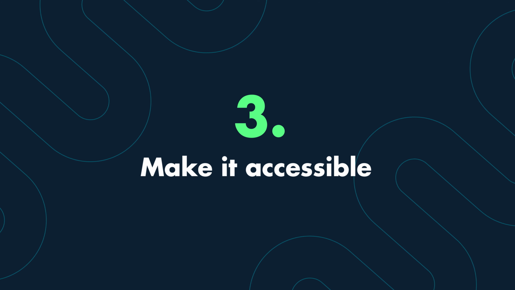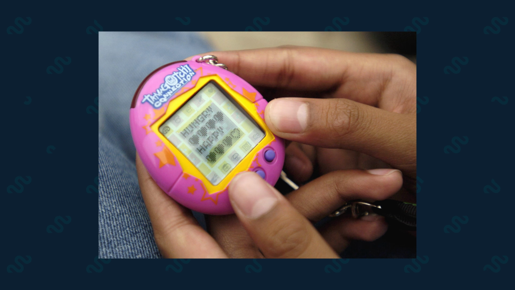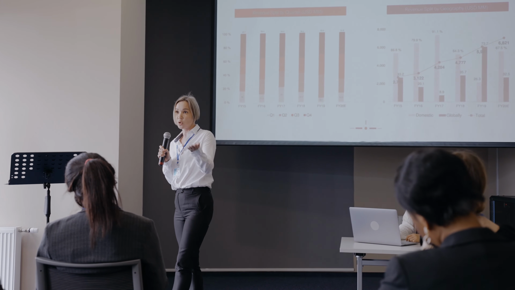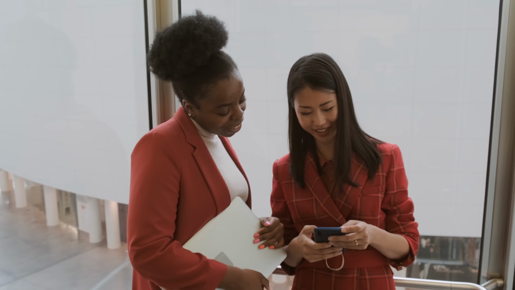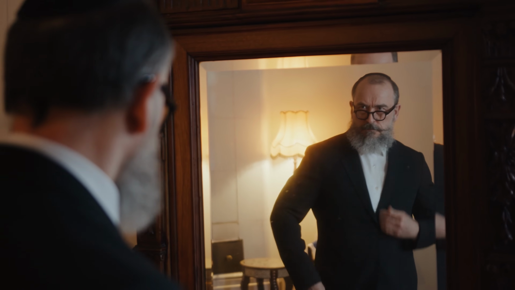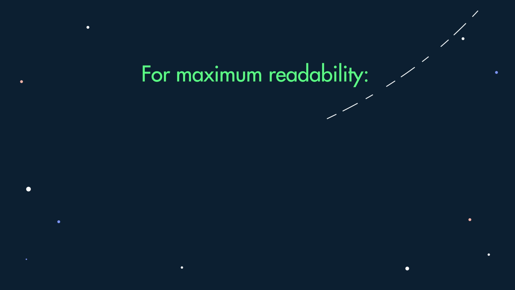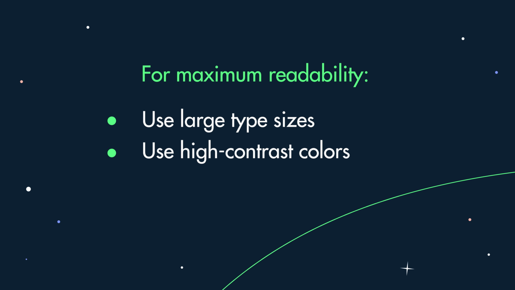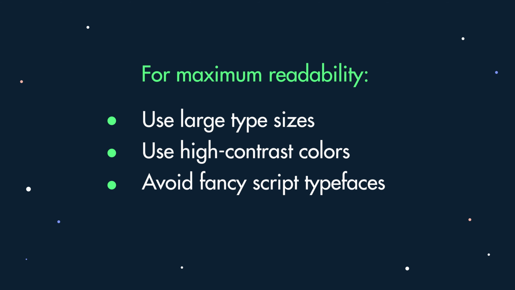Number 3, make it accessible. Your text might be readable on your computer screen, but just think, is it legible on a projector screen? Or what about a mobile phone? What about a Tamagotchi? Would an audience be able to understand your infographics from the back of a theater? Or how about that investor you've been riding the elevator with on your way to work that you've been practicing your pitch for in the mirror every morning? For maximum readability, follow these guidelines. Use large type sizes, use high contrast colors, and avoid fancy script style typefaces. And probably Comic Sans too, just stay away from that one.